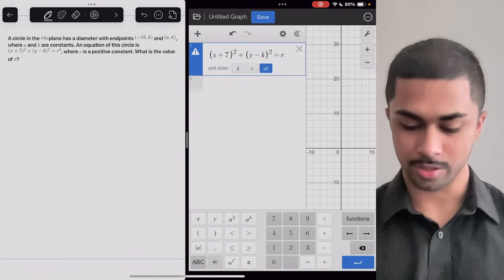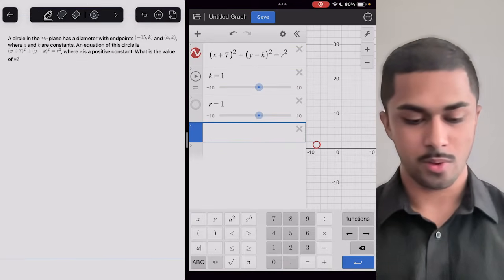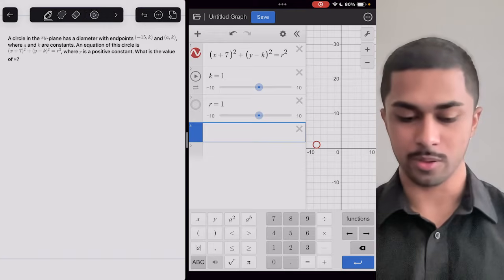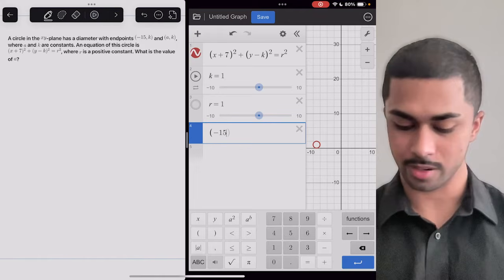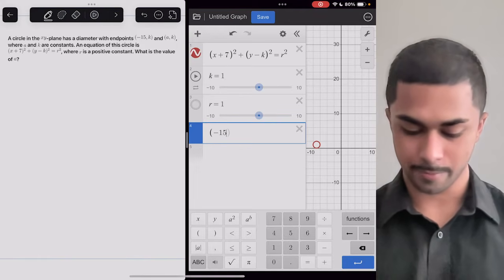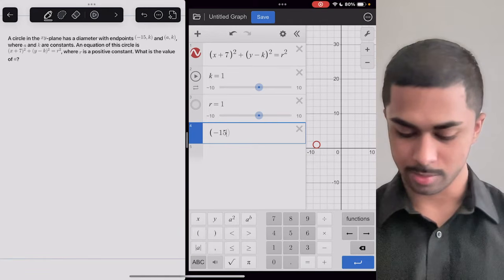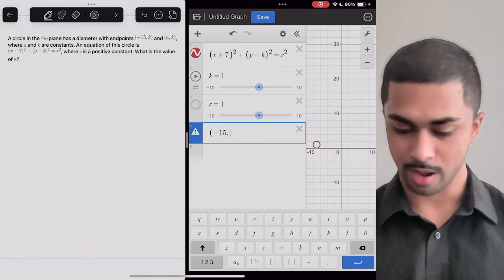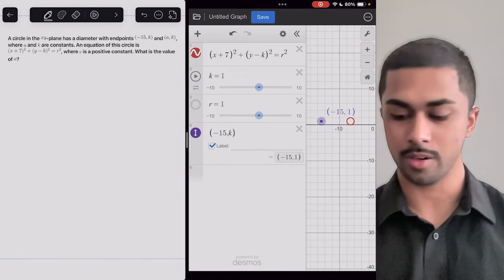And notice how I'm just keeping all of the variables, so k and r. The second thing that we do is we also graph the point -15, comma k. And the reason why we're doing this is because we want to adjust the value of r until this purple point is on the graph.